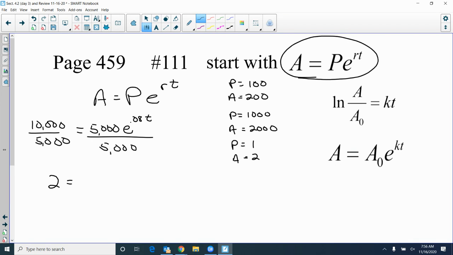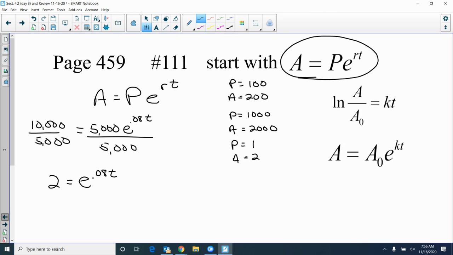So it doesn't matter what I start with. If it says double your money, then this is going to be 2. It's basically like starting with a 1 and you're going to end up with 2. So whether you want to pick a number to start with and double it, or just understand that, I can let my principal be 1, my A be 2. I get 2 equals e to the 0.08t.